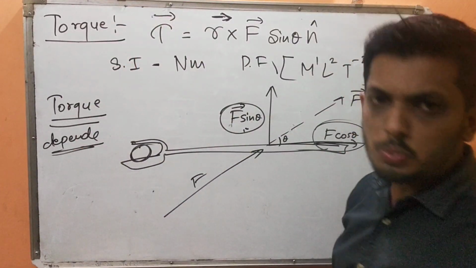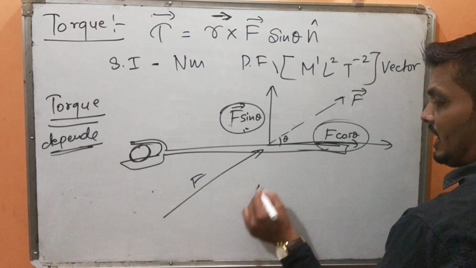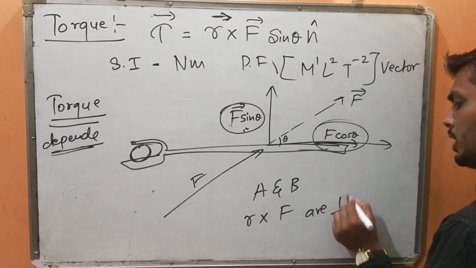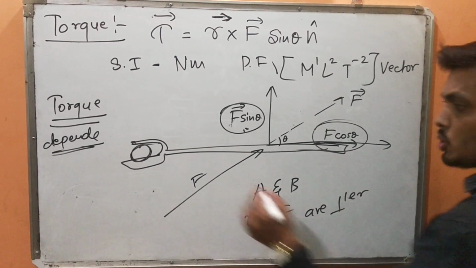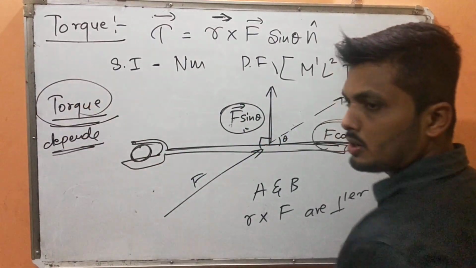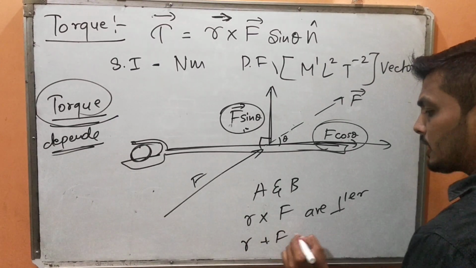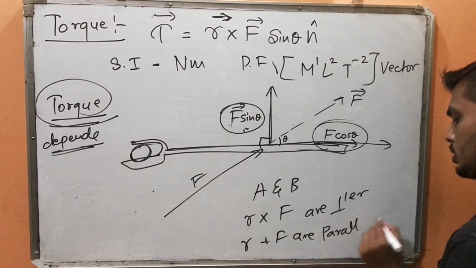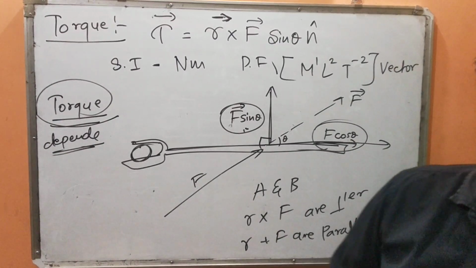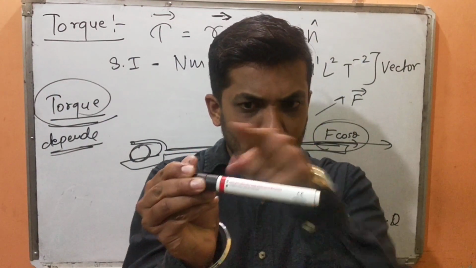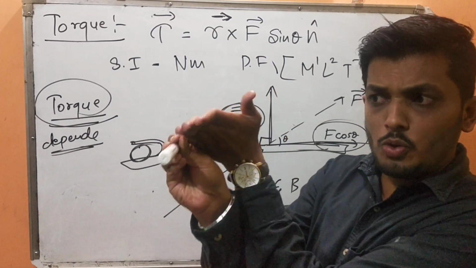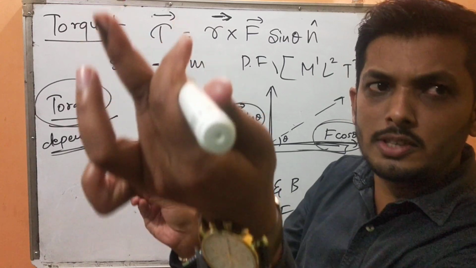So we consider torque as a cross product. What is a cross product? When A and B, what are A and B here? R cross F are perpendicular to each other. So R is this, F is this. When they are perpendicular to each other, that only will give rise to torque. When R and F are parallel to each other, then in that case torque will be zero. Are you understanding? I need to apply force in this direction. This is my R. This is force. What is the angle? If R is this, force is this, will it give a rotational motion? No, it is giving you what?